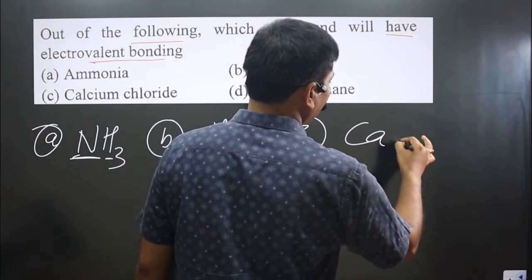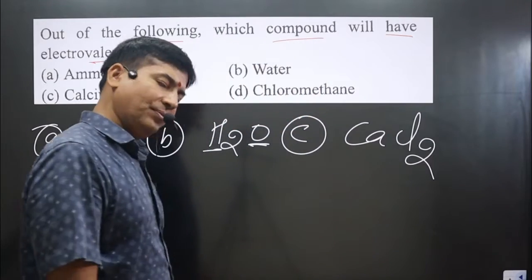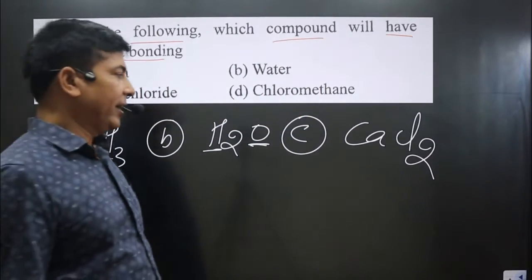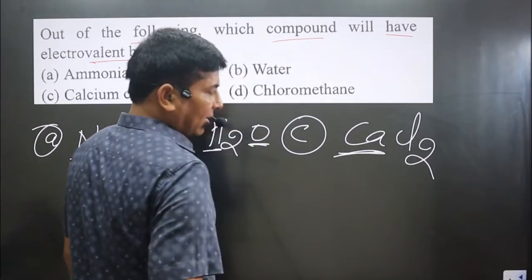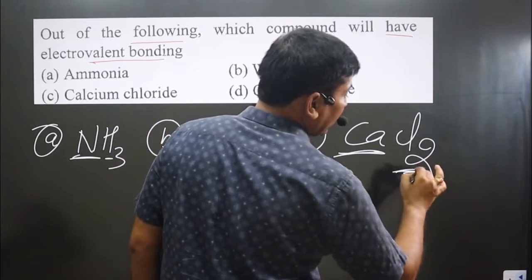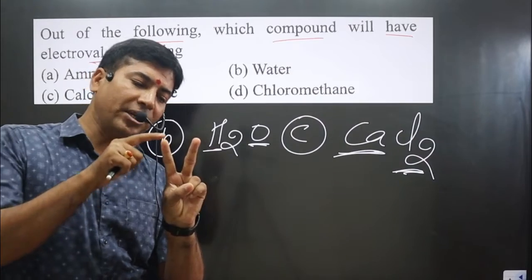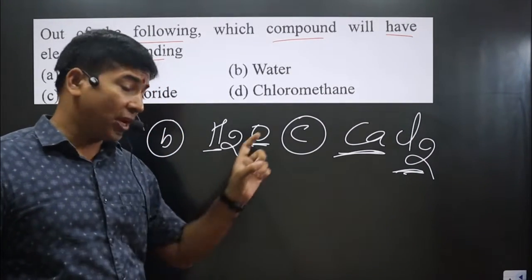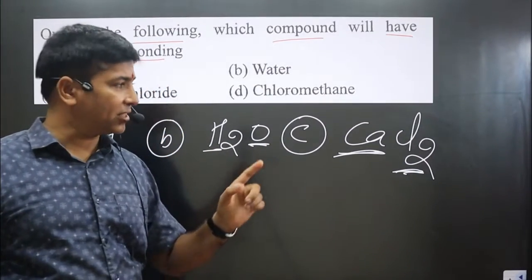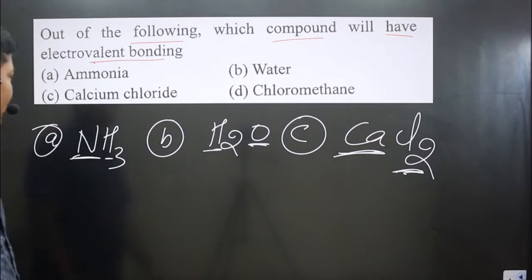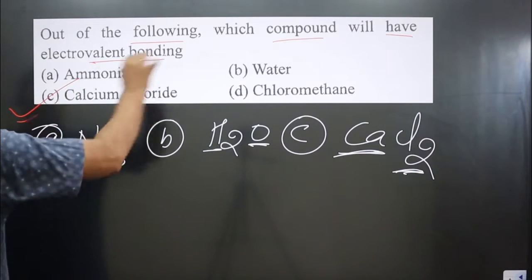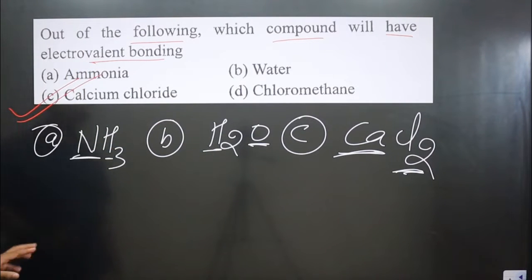We have option C, calcium chloride. Chemical formula of calcium chloride is what? CaCl2. Calcium is a metal and Cl, chlorine, is a non-metal. Here we have the combination of metal as well as non-metal. So in this case, transfer of electron is taking place, means electrovalent bond formation is taking place. Here we have electrovalent bonding in option C.